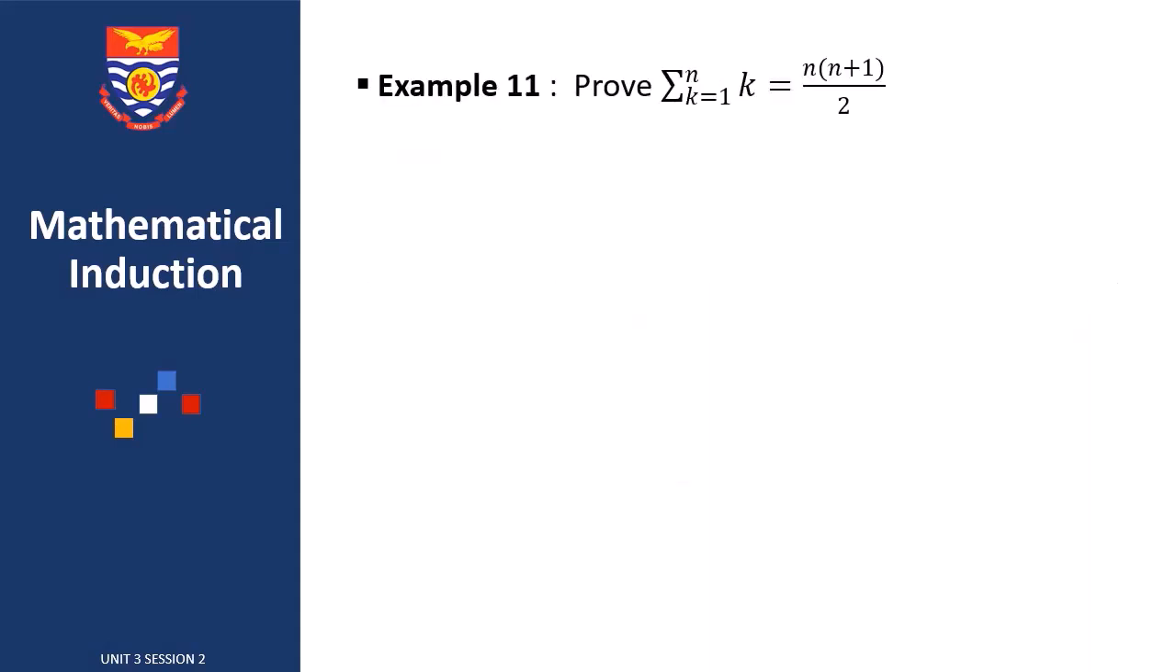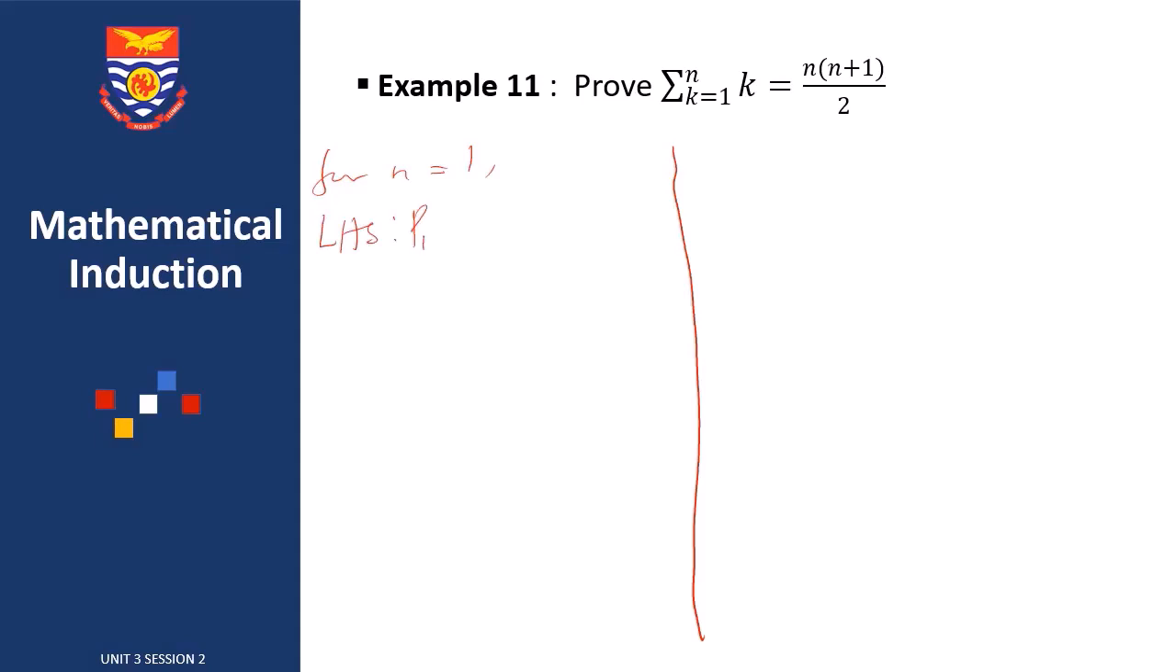Okay, let's see example 11. Prove that the summation of k equals 1 up to n of k equals n times n plus 1, all over 2. To prove this, we start with the base step. The basic step says that for n equals 1, we find our left hand side.